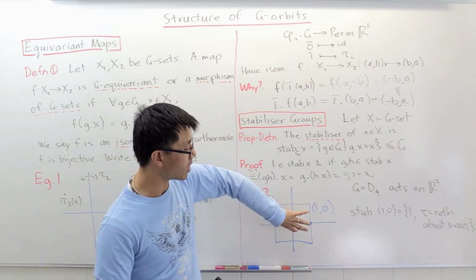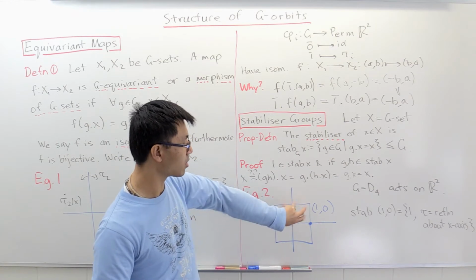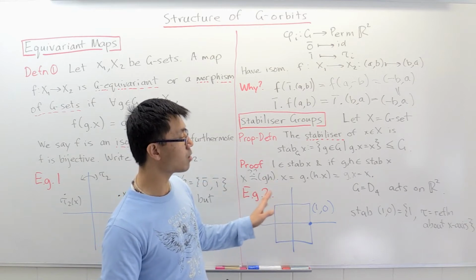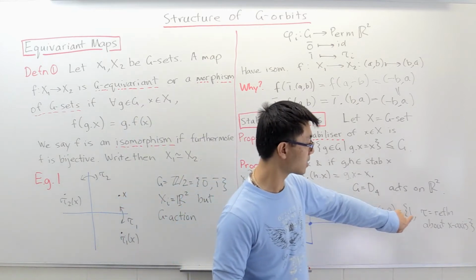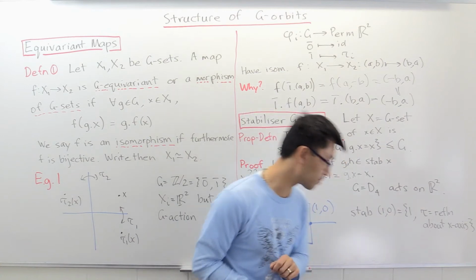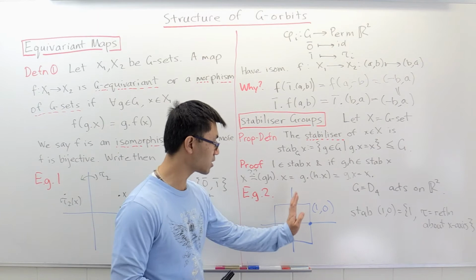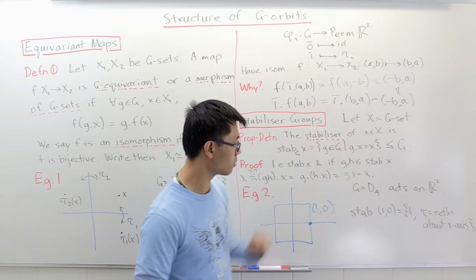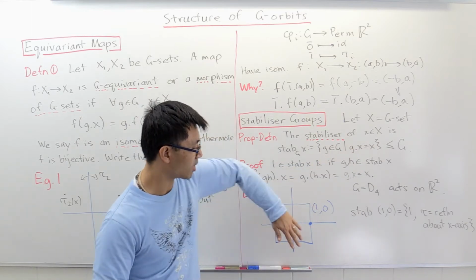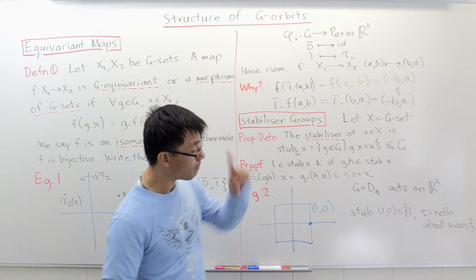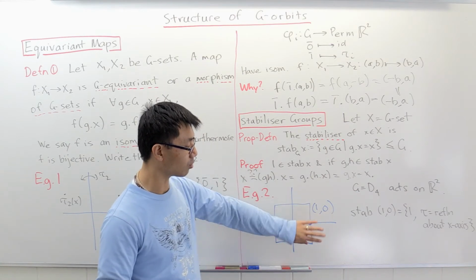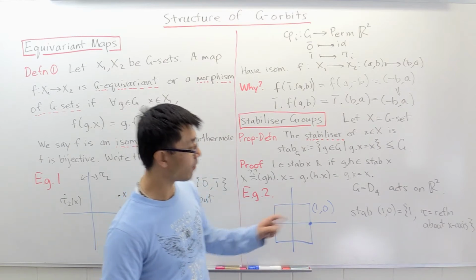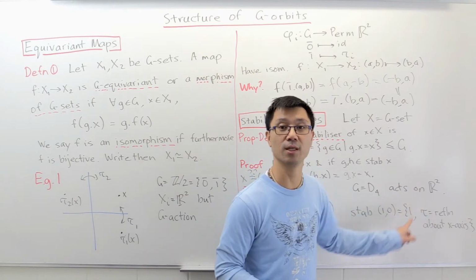Here you've got 4 rotations. If you rotate by anything other than the trivial rotation by 0, you will move this point. So the only rotation inside this stabilizer is the identity map. What about reflections? If you reflect about the vertical axis, of course that will move this point. If you reflect about either of the diagonal lines, you also move this point. But if you reflect about the horizontal line, the x-axis, then this point stays fixed. So the only reflection inside the stabilizer is this one here.